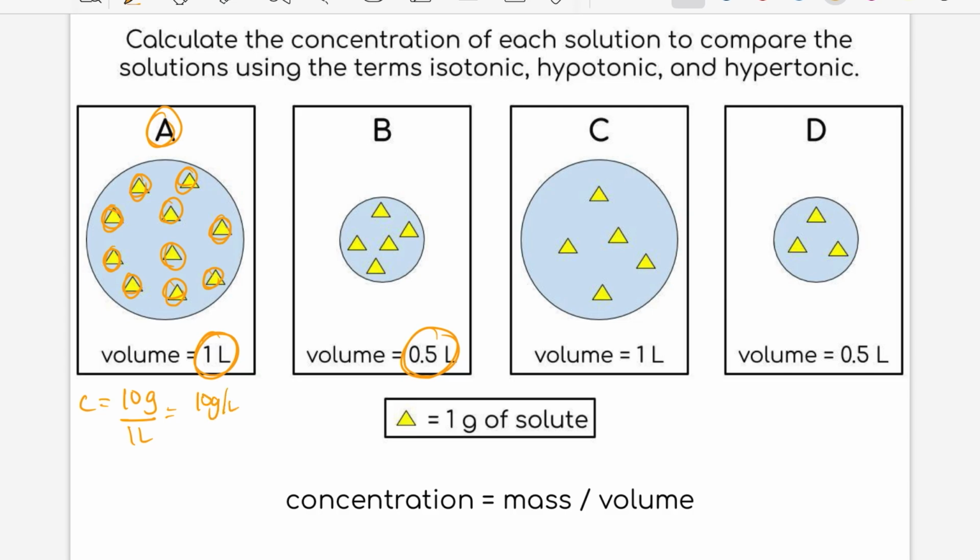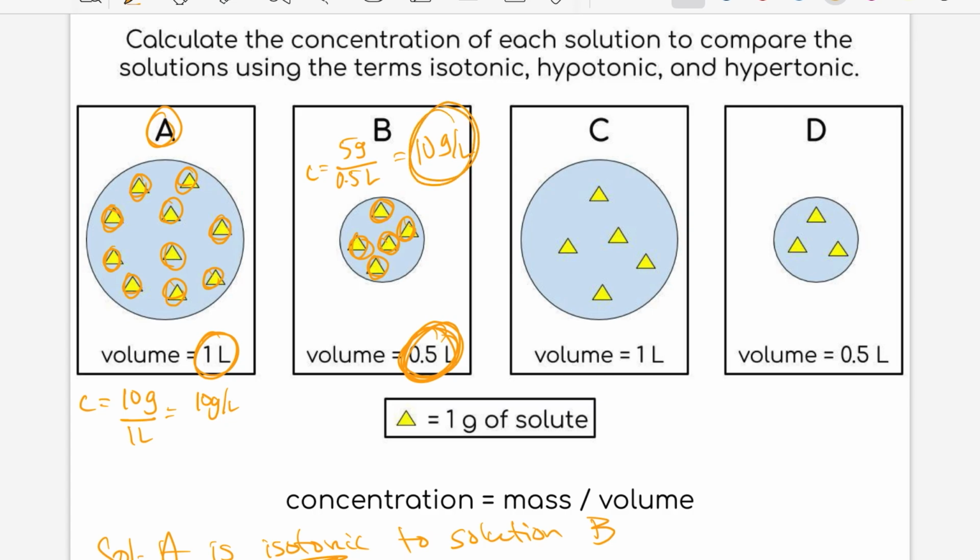This one over here, though, 1, 2, 3, 4, 5. This is only 5 grams. The concentration is equal to 5 grams divided by, oh look, the volume is half a liter, so 0.5 liters, which equals, oh wait a minute, that's equal to 10 grams per liter. Oh, so solution A is isotonic to solution B. It's isotonic because they have the same concentrations, 10 grams per liter, 10 grams per liter. So if they're equal, they're isotonic.